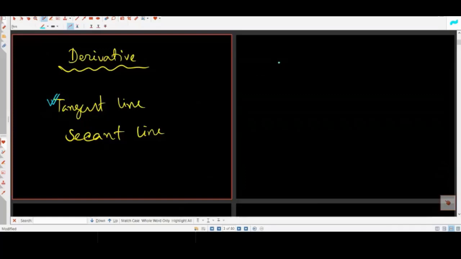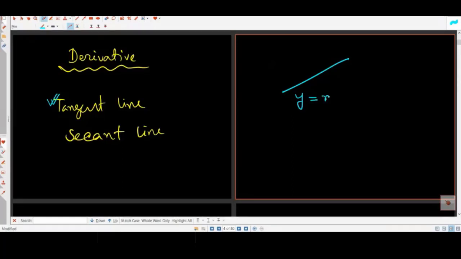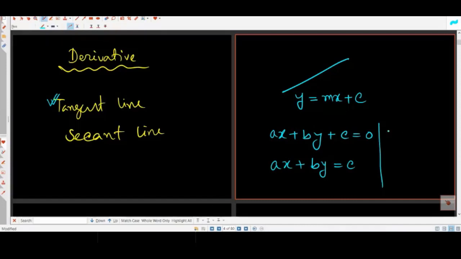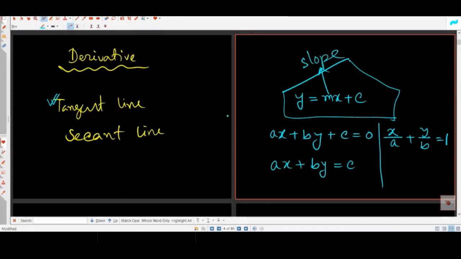We know from the concept of geometry that any straight line can be written in the form y equals mx plus c. This is the standard form of a straight line. We can also think about ax plus by plus c equal to 0 as the general form. In some textbooks, you will see the straight line in this form, ax plus by equals c. We also have another form, x over a plus y over b equals 1. But the standard form is y equals mx plus c, where m denotes the slope. So now we need to know what slope is.